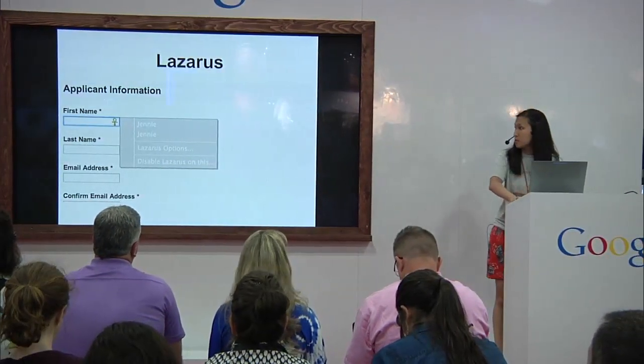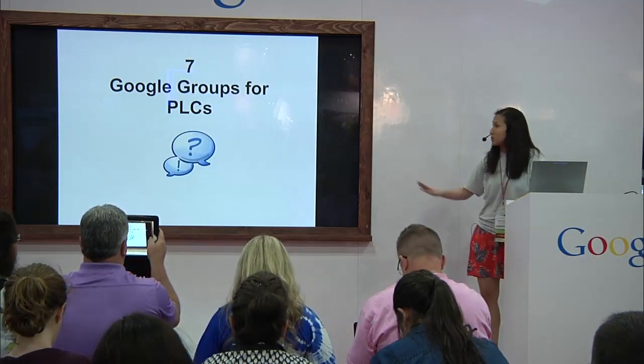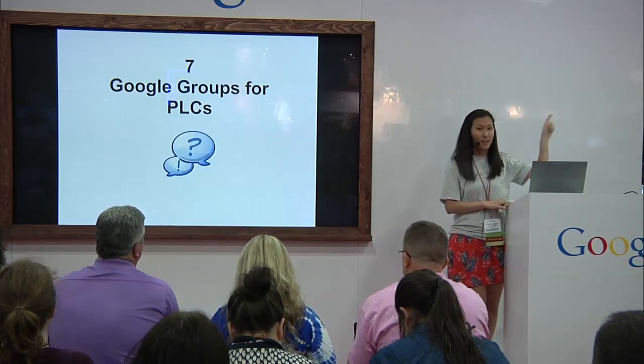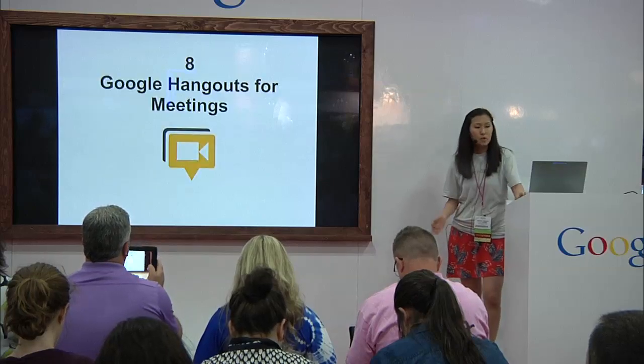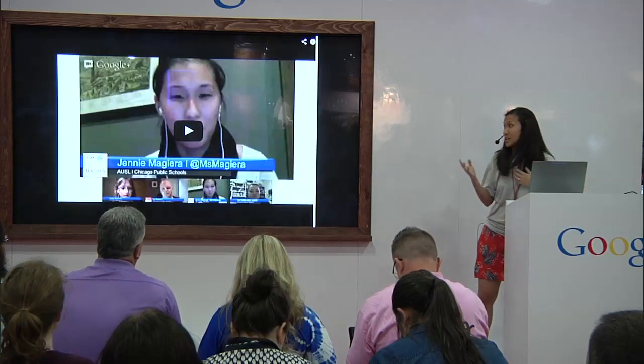Lazarus saves all information from forms so that you can come back to it. I only have a minute left, so I'm just going to do this quickly. Use Google Groups for PLCs. If you don't know what a Google Group is, I'll be over there. It really saves time, and it's awesome. It's like a listserv. Google Hangouts for meetings. It might seem obvious, but it's actually really helpful.